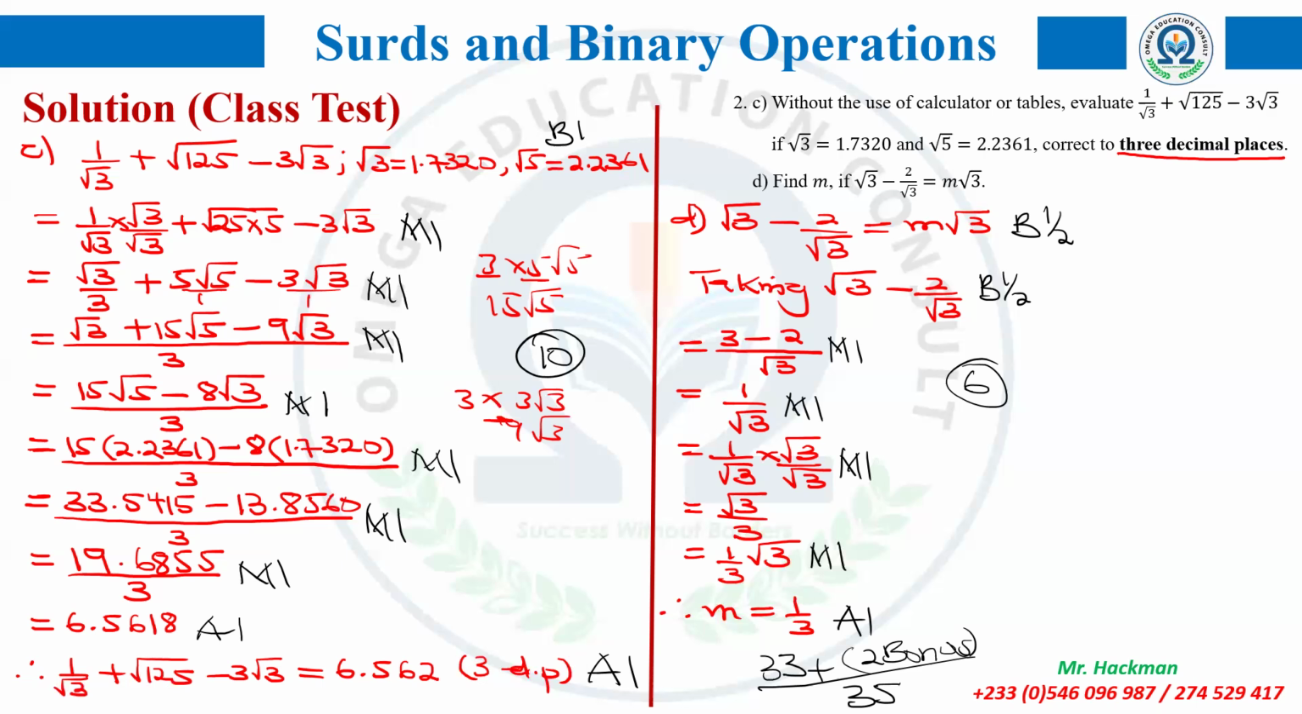So here the approximation is 3 decimal places, and remember, you don't write decimal places in full. This is universally accepted, so 3 dp. You are fine and you are good to go.